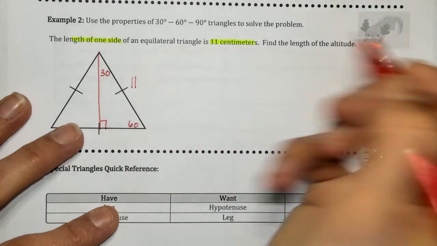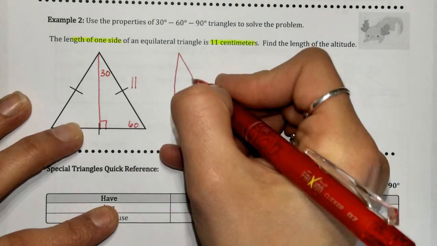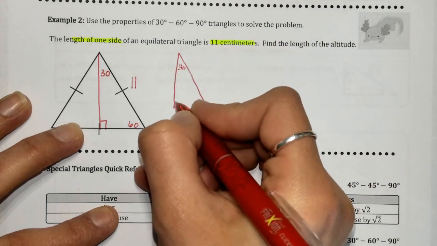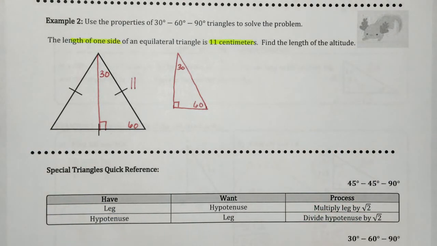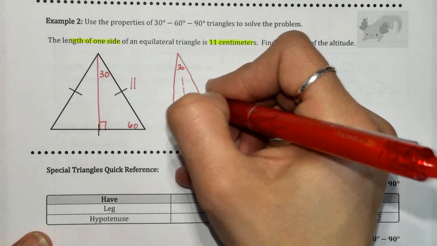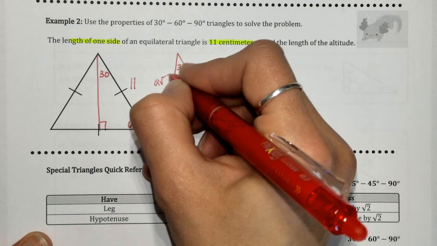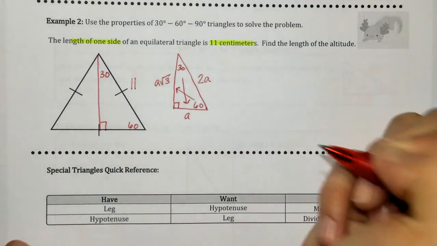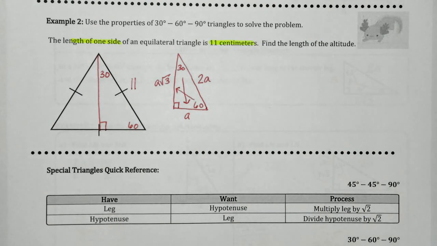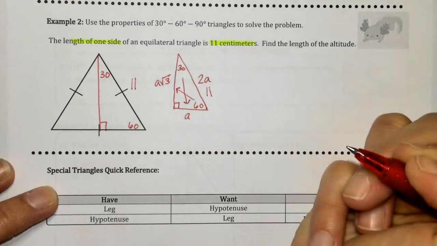So if you want to see that triangle separated, to make it a little bit easier, please draw it to the side. We have the 30 up top, the 90 on the bottom left, and 60 on the bottom right. So we'll go ahead and label everything we know here. Across from our 30 is a. Across from the 60 is a square root of 3. And across from the 90 is 2a. They gave us the side length of 11. So this is 11 over here.